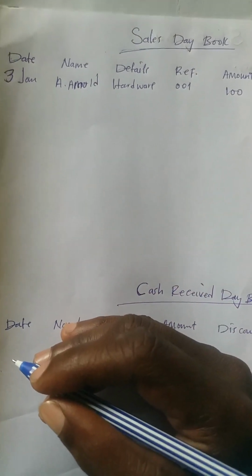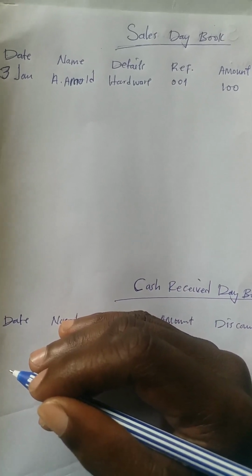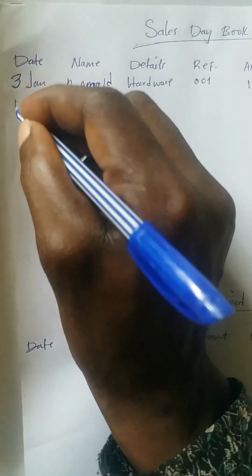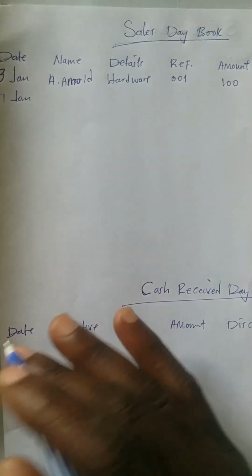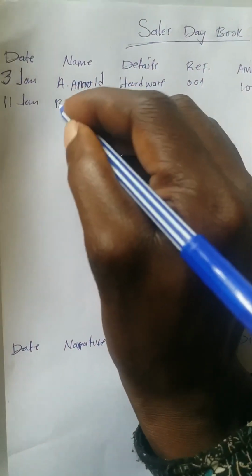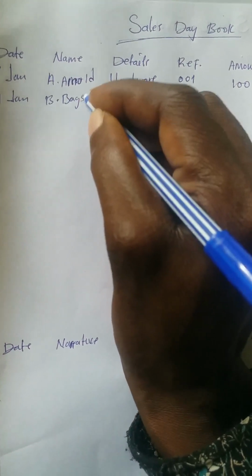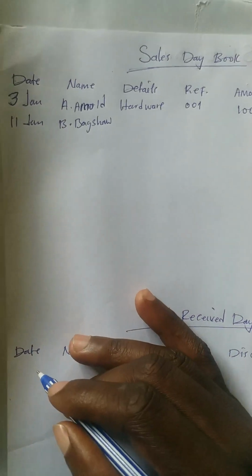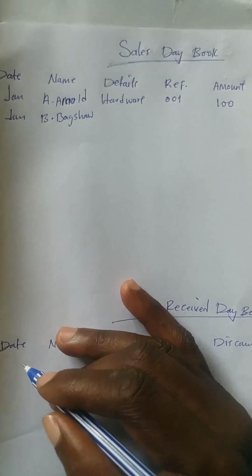The second transaction reads: invoiced B. Bagshaw on the 11th of January. B. Bagshaw is the name of a client. We invoiced B. Bagshaw for the sale on credit of electrical goods, 150.